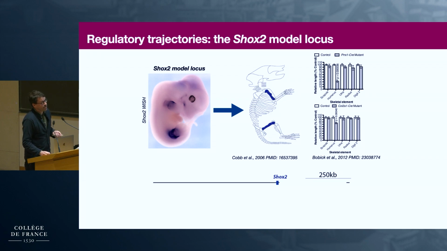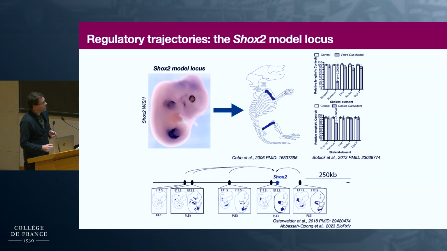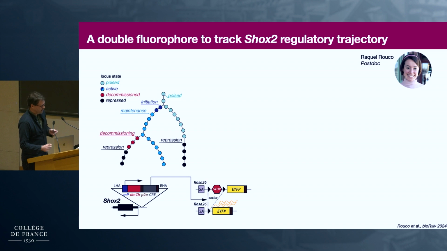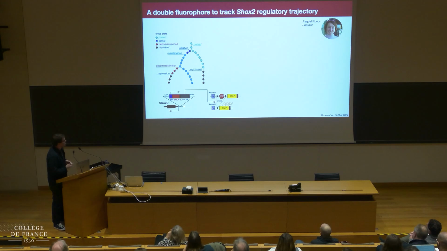We also know a lot about SHOX2. That's another reason why we picked the gene. It already has a lot of characterized enhancers within its landscape. So what Raquel Rucco, a postdoc in the lab, did to understand the regulation of SHOX2 over time is she devised a transgenic recorder approach where the gene SHOX2 is tagged directly upstream with what we call a regulatory sensor.